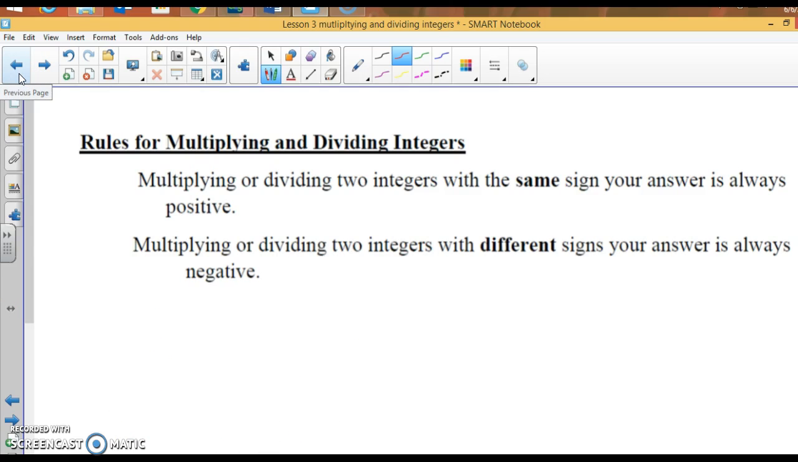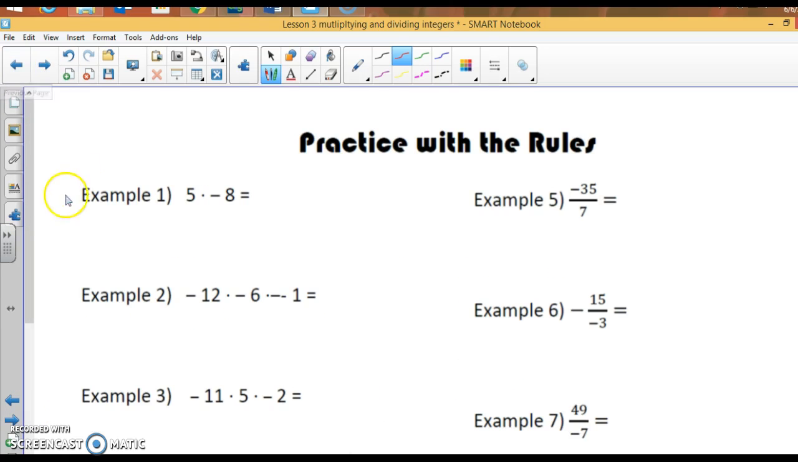So here are our rules. When multiplying or dividing 2 integers with the same sign, your answer is positive. With different signs, it is negative. So let's take a look. Same is positive, different is negative. So 5 times -8 is -40. They are different.